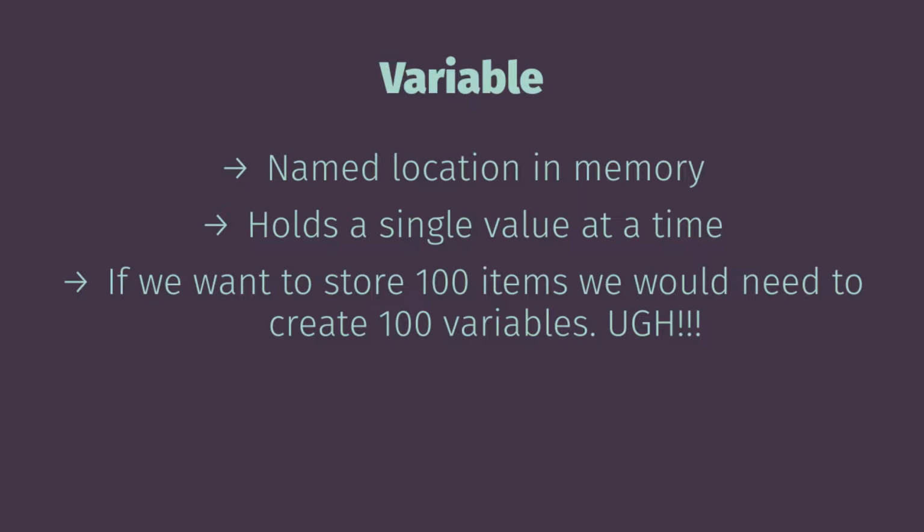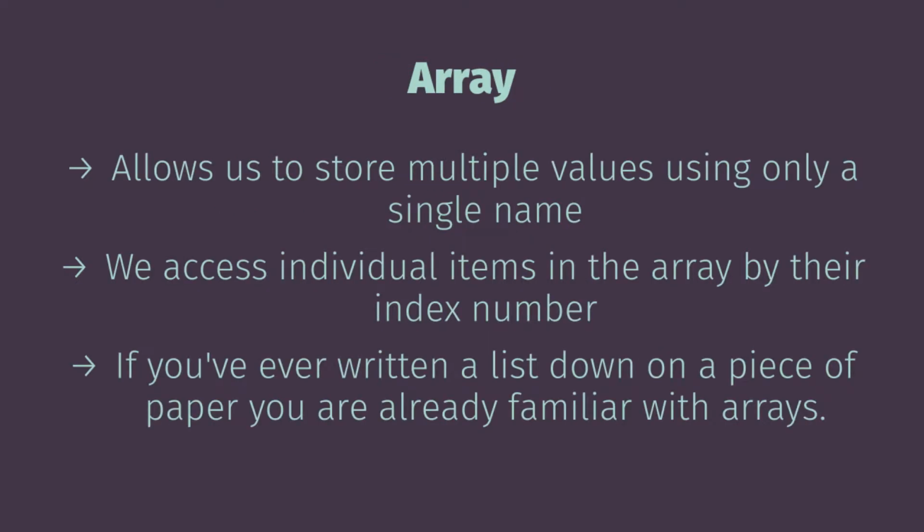And this is where arrays come into play. An array is going to allow us to store multiple values using only a single namespace. So we'll be able to have a single name, and under that single name, we'll be able to store multiple values. The way that this works is we're going to be able to access the individual items that are stored under that single name by using an index number. In other words, we'll say this is the name of the variable location and I want the item at number 1 or number 2 or number 3 at that named location.